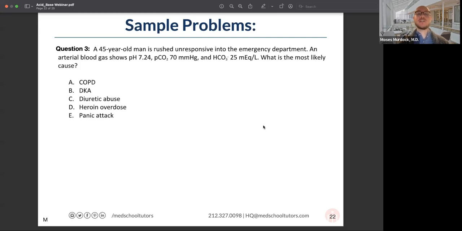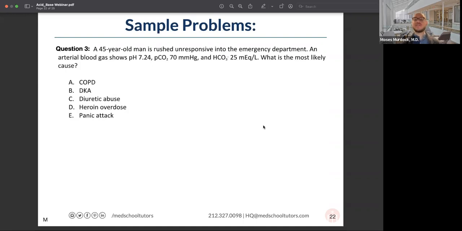And here we have a heroin overdose. Can that cause a respiratory acidosis? And folks are saying yes, yes, retaining CO2. And lastly, panic attack. Does that cause a respiratory acidosis? And most folks are saying no, because if you're breathing really quickly in a panic attack, you actually get rid of CO2 and cause a respiratory alkalosis.